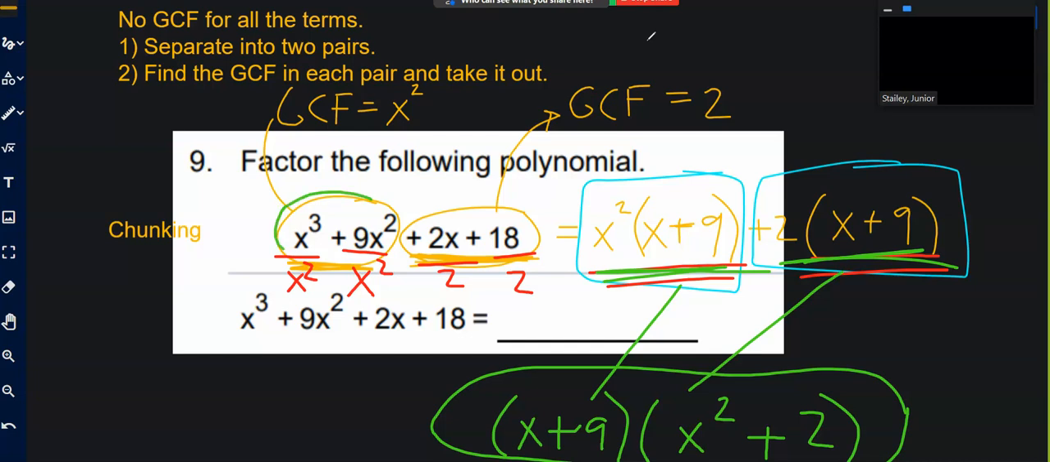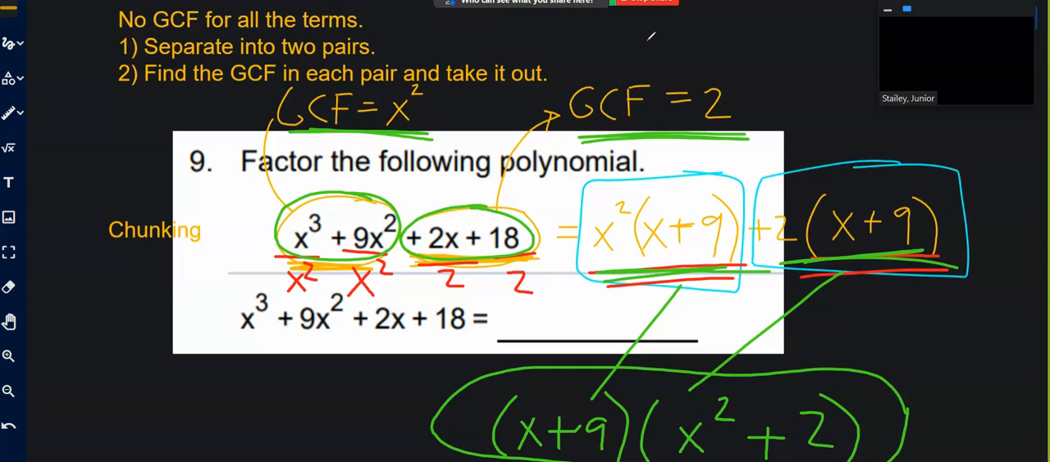So separate it into 2 groups. Find the GCFs for each group. Pull those 2 GCFs, one out of the first group, one out of the second group, and then look inside the next part and see that they both have the same parentheses, and that parenthesis is going to come out. It's kind of an interesting question, how chunking works, but you're basically using the distributive property to separate and allow you to find the factoring.